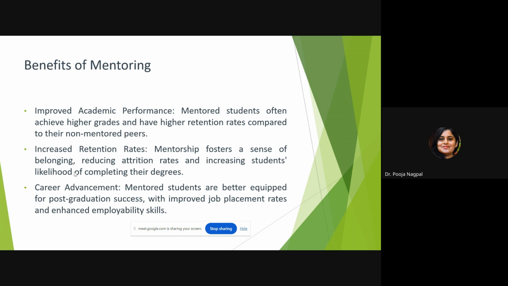So career advancement, as we have discussed in the alumni referral program. Career advancement links to that program. Mentored students are better equipped for post-graduation success with improved job placement rates and enhanced employability skills. One is alumni career references there. Second, your counselors and your mentors are always there to guide you through your career options. So career advancement is also a benefit of mentoring.